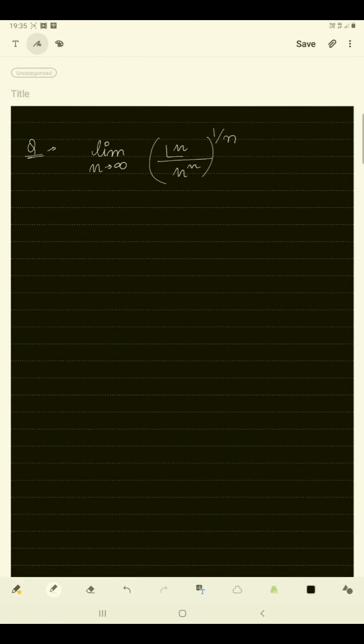Hello friends. So today we are going to discuss another question on the Rn method of the definite integration. So the question is this: limit n tends to infinity, (n factorial upon n to the power n) whole to the power 1 by n.